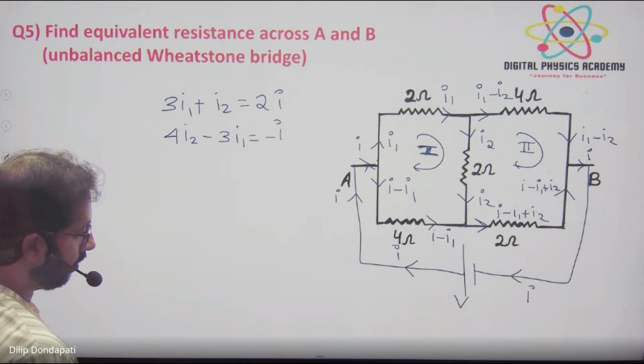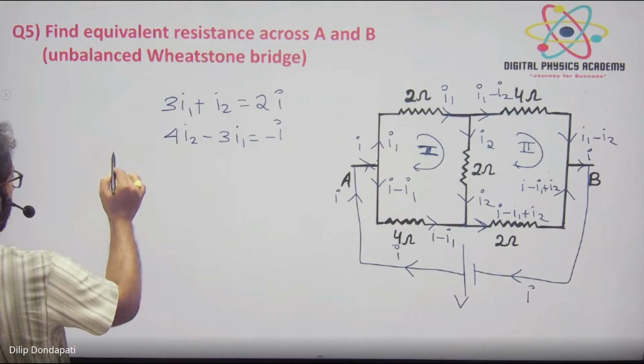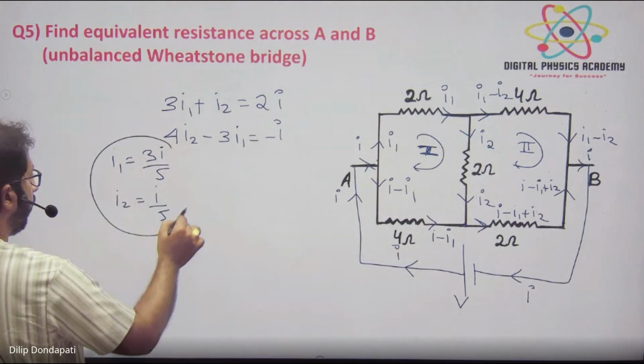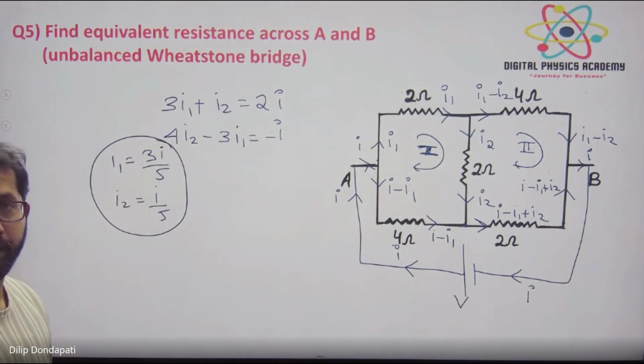Sir, I1 is equal to 3I by 5. Yes, correct. I1 is equal to 3I by 5 and I2 is equal to 2I by 5. Okay, so you got these two, and in terms of I we got I1 and I2. Okay. Now what is the next step?